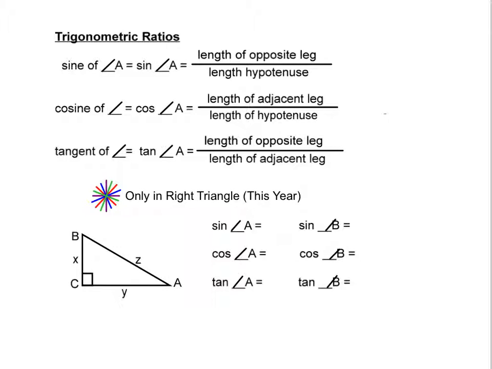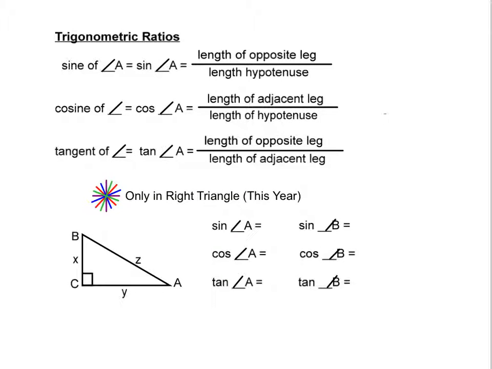Our tangent of A is length of the opposite leg over length of the adjacent leg. There's our TOA. Opposite over adjacent is tan, so tangent, opposite over adjacent, TOA. So for tangent of angle A, it's going to be the opposite leg, which is x, over the adjacent leg, which is y. So you're going to write x over y right here.